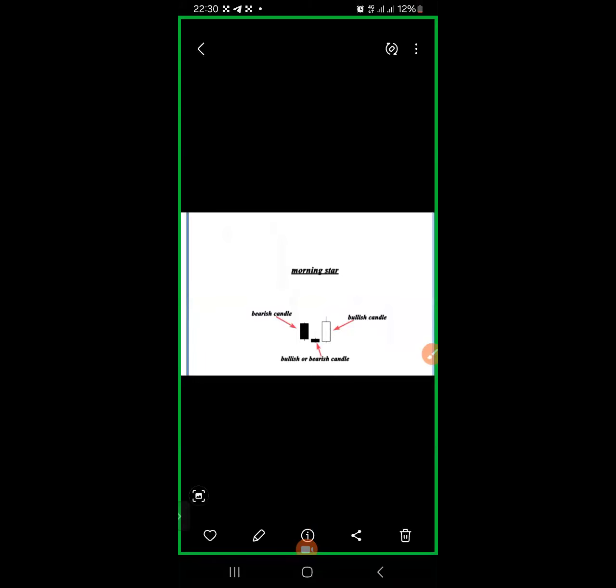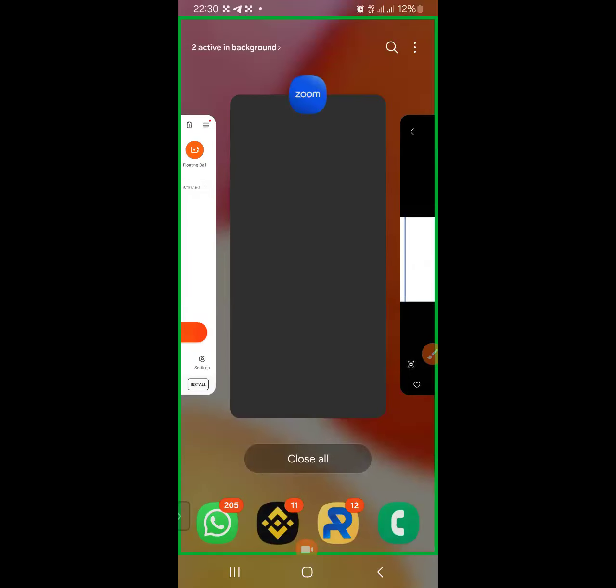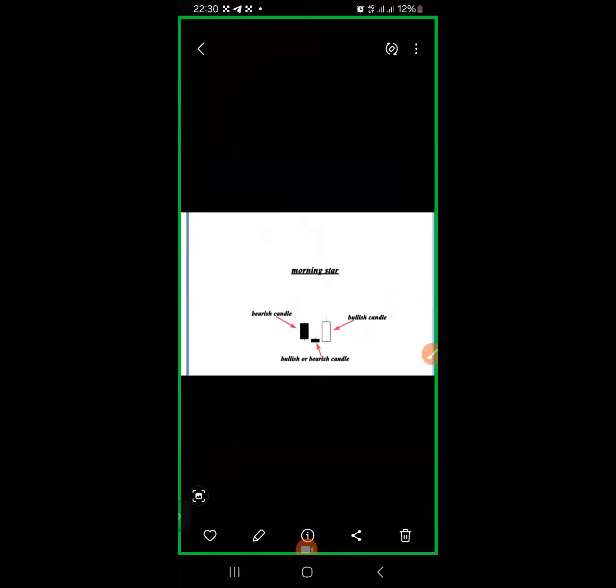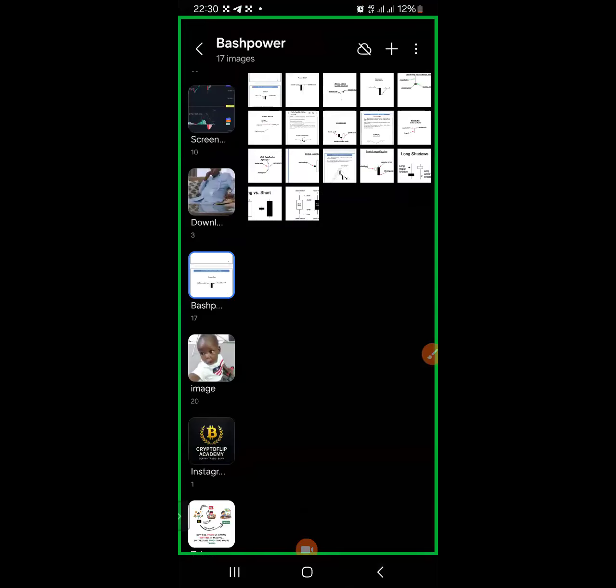Then we have the evening star candlestick chart pattern, which is just the opposite of the morning star candlestick chart pattern. You always find it in the uptrend. The market was moving up. The first candle is a bullish candle. Buyers are still controlling this market. They are pushing it up.